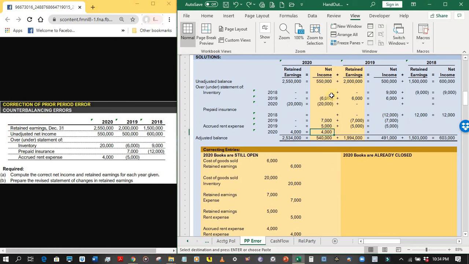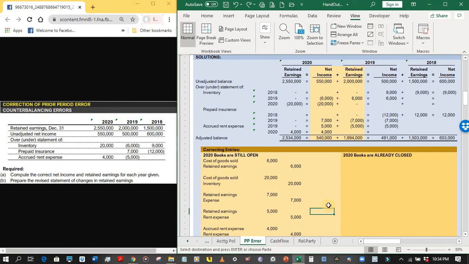If you can see, between these two columns for the 20,000 and 4,000, the adjustment is only under the net income column. So that is why when we prepared the correcting journal entry, we used one nominal account and one real account other than retained earnings. So it's either an asset or liability.